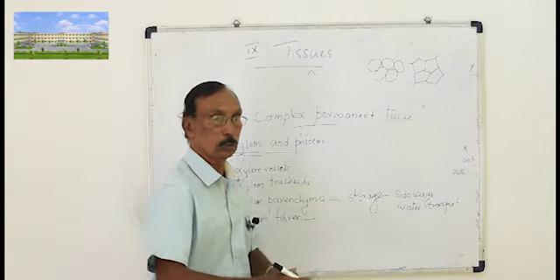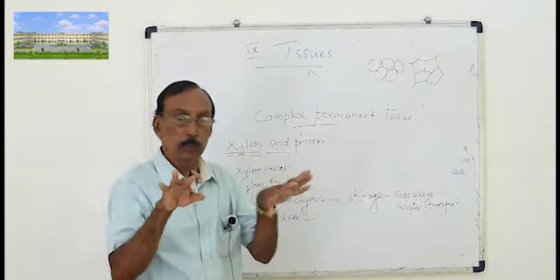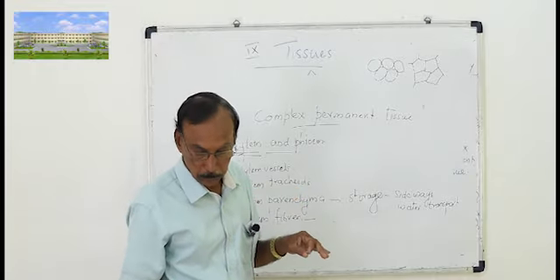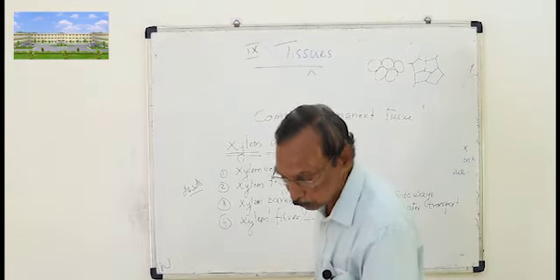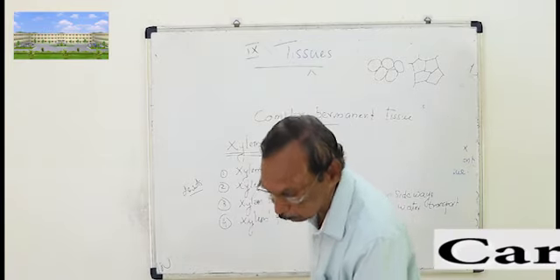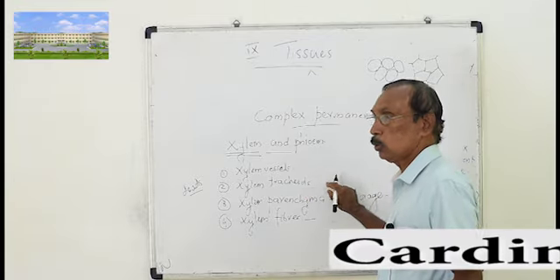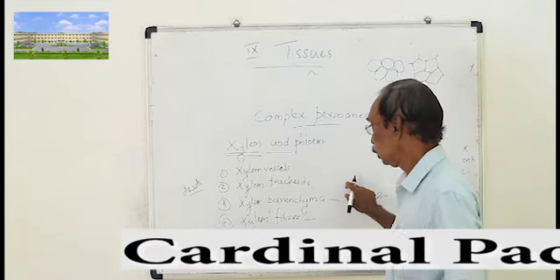Meaning, through the xylem vessels water is going up, and water can be transported sideways also. The pictures are given in the textbook. Pits are there. Pits means holes, these small holes. Through these small holes sideways transport of water is also possible.